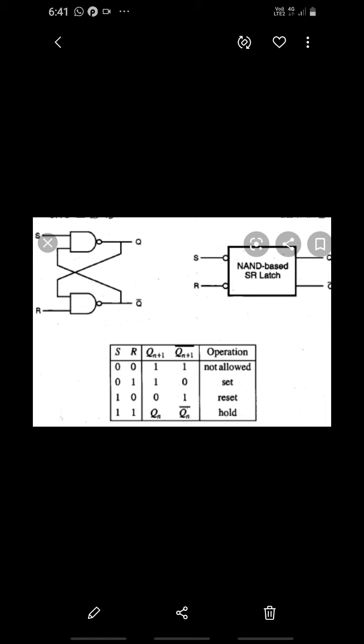So as for the given truth table, the operation is a high on the S input will set the RS latch, that is Q is equal to 1, Q bar is 0, and a high on the R input will reset it, that is Q is equal to 0 and Q bar is equal to 1. If both R and S are high, the latch will remain in its previous state.